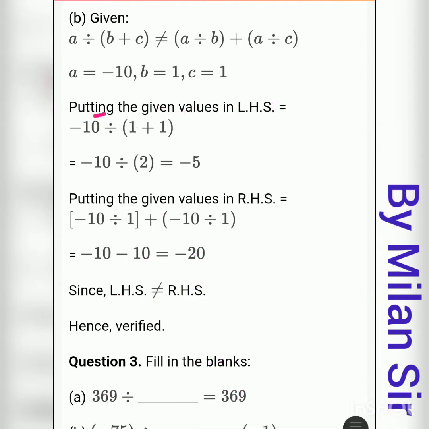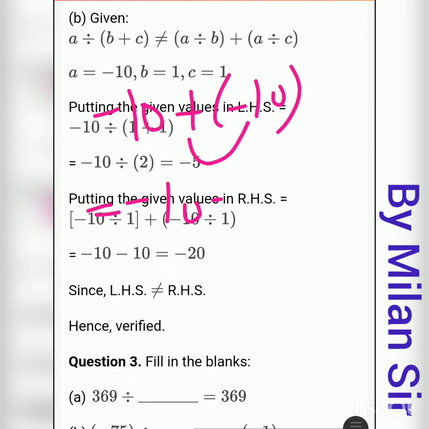So finally minus 10 plus minus 10. So minus 10 here plus minus minus. So again minus 10. So minus 10 minus 10, minus minus plus, 10 plus 10 is 20. The bigger number 10 has a negative sign. So minus 20.